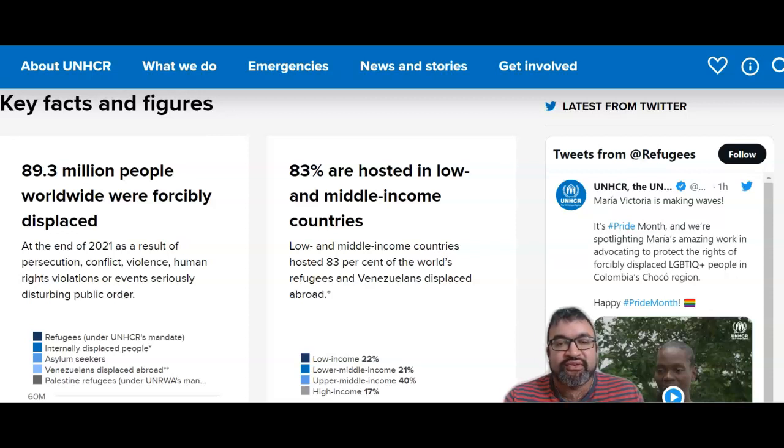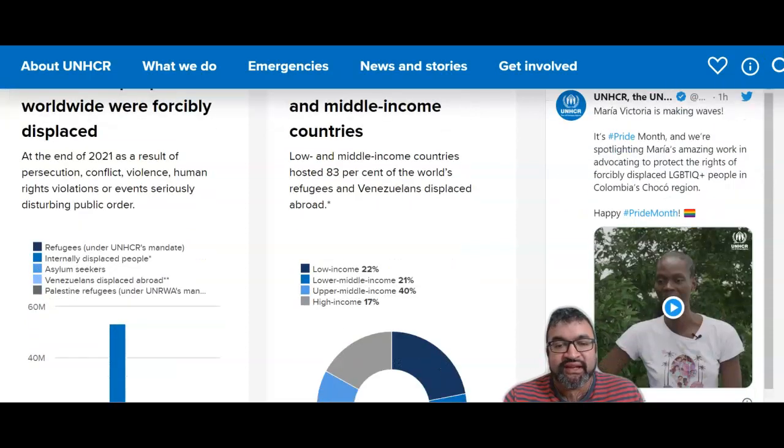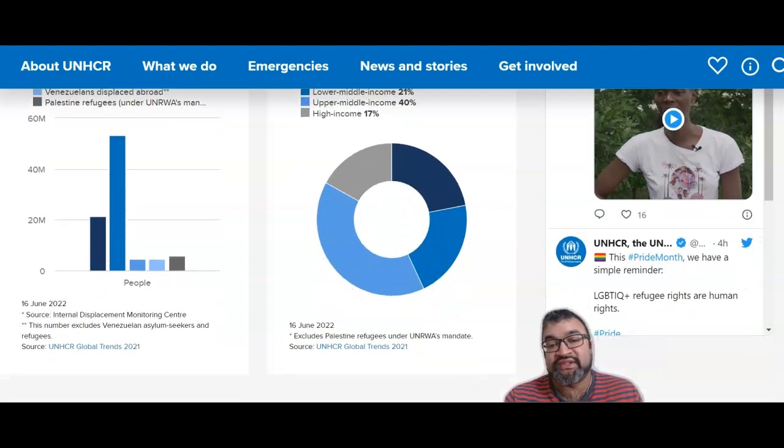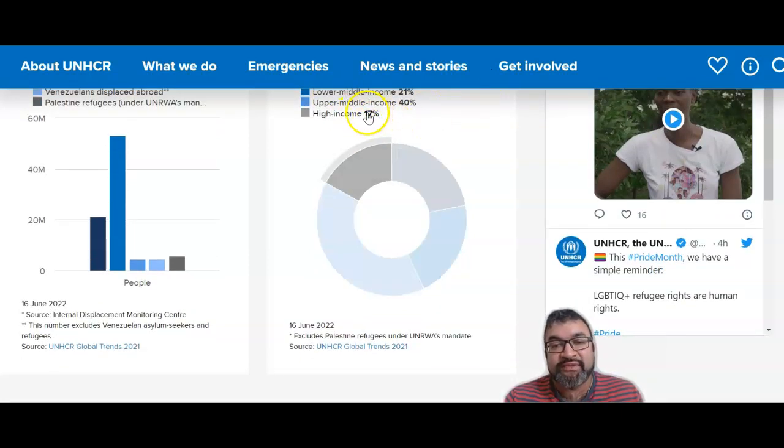So 83% are hosted in low and middle income countries. So a lot of the high income countries, 17%, are only taking in asylum seekers. 83%, those countries that are burdened already, are taking in asylum seekers. So this circle chart is in here, and it shows 17%, like I said, are the only high-income countries that take on asylum seekers.